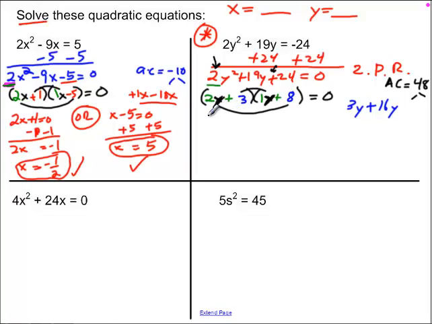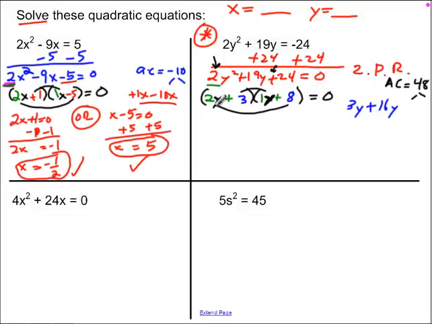All right, so now that we've factored, we can double check our factorization and make sure that we've got this correct. By using the FOIL method, 2y times 1y is 2y squared. That's our first. Outside and inside, we did that already. 16y plus 3y gives me 19y. Last terms are 3 times 8, 24. By using the FOIL method, we've determined that this is the correct factorization.